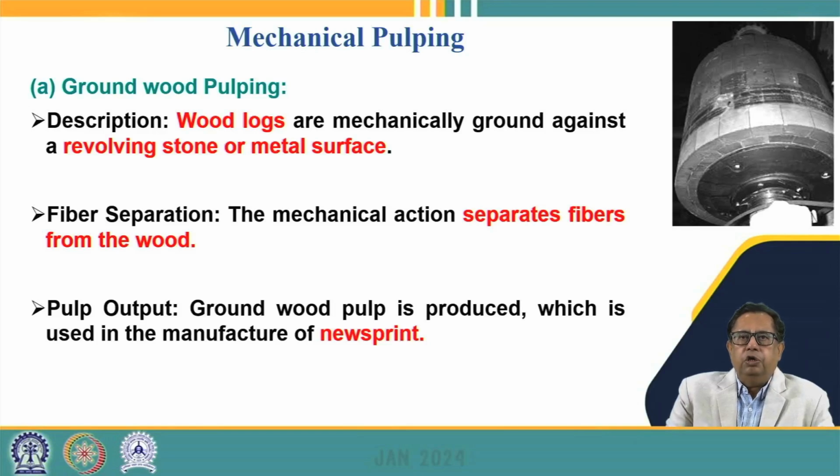We can go for mechanical pulping by two methods. The first method is called groundwood pulping, where the wood logs are mechanically ground by using very huge stones or metal surfaces. During the grinding process, the fibers are separated from the wood because of the mechanical action. Then we get certain fibers out of it which are shorter in nature, and they can be used for the manufacture of newsprint paper.